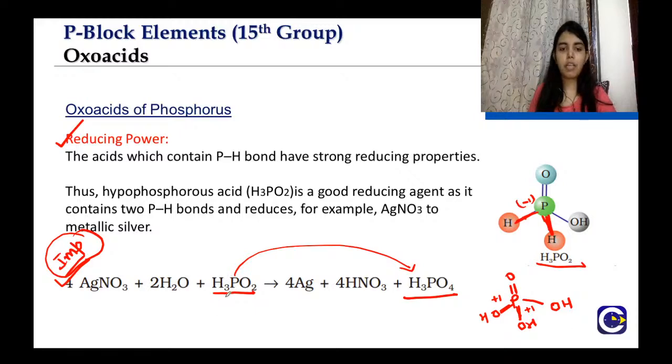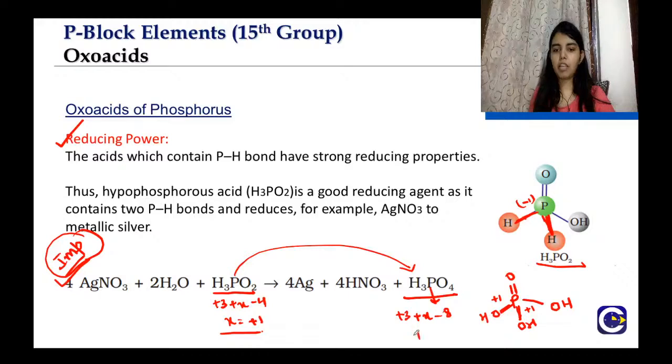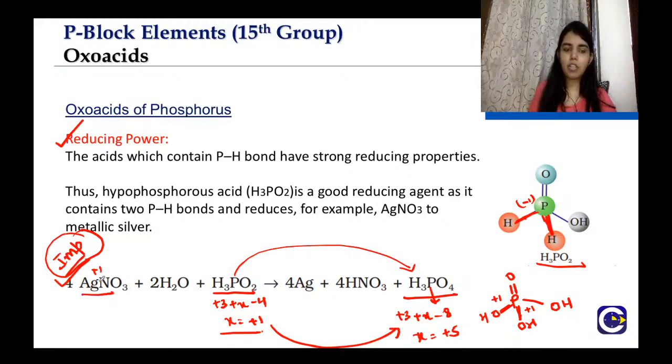Here if you see, the oxidation state will come out to be how much? +3 plus X minus 4. That means X equals to basically +1 here, right. Here if you see the oxidation state, it will be +3 plus X minus 8. So oxidation state is here +5. That means it is oxidizing itself and reducing silver. Ag is in +1 oxidation state here and Ag is in 0 oxidation state here, right. So this reaction is very important, that how basically P-H bonds are acting as a reducing agent, that they are converting themselves into P-OH bonds, and each P-OH bond gives +1 oxidation state to phosphorus, while each P-H bond gives -1 oxidation state to phosphorus.